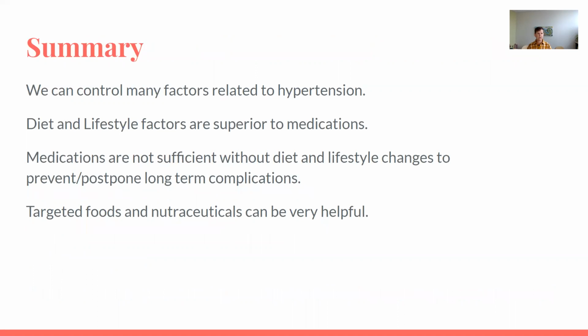So in summary, and then I'll switch screens here. In summary, we can control many factors related to hypertension. Certainly diet and lifestyle factors, I'd say, are superior to medications, and medications aren't sufficient without that combination of diet and lifestyle changes. So many times medications certainly will help us. They're going to control that blood pressure. What we can do with diet and lifestyle factors is focus on the inflammation and the endothelial damage and some of those underlying things to stop the damage.